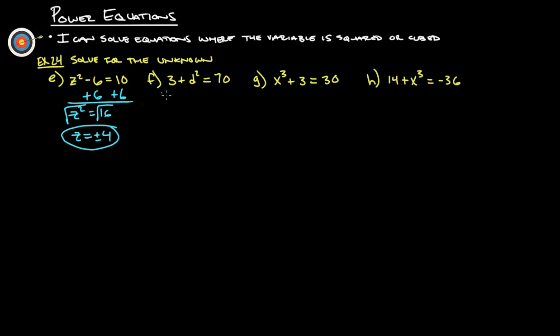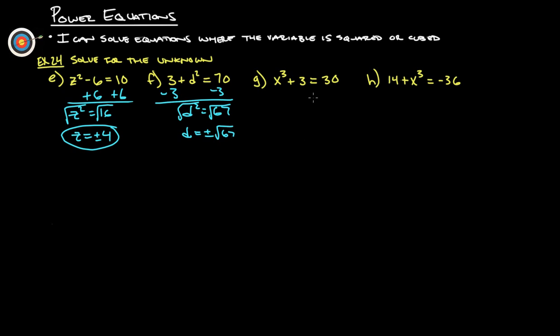Okay, same thing over here. Subtract 3 from both sides. We get d squared equals 67. Right, so now we square root both sides. And we get d equals, square root of 67 doesn't simplify down to anything nice, so we just leave it as the square root of 67. But we still have to do plus or minus, because if you take square root of 67 and you square it, you're going to get 67. If you take negative root 67 times negative root 67, you're still going to get 67.